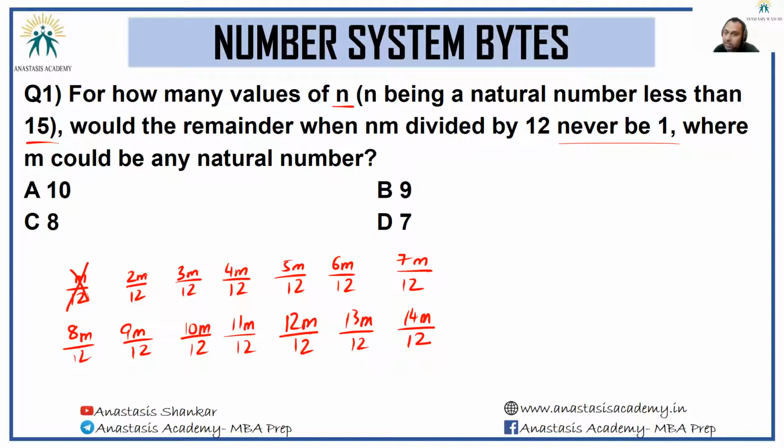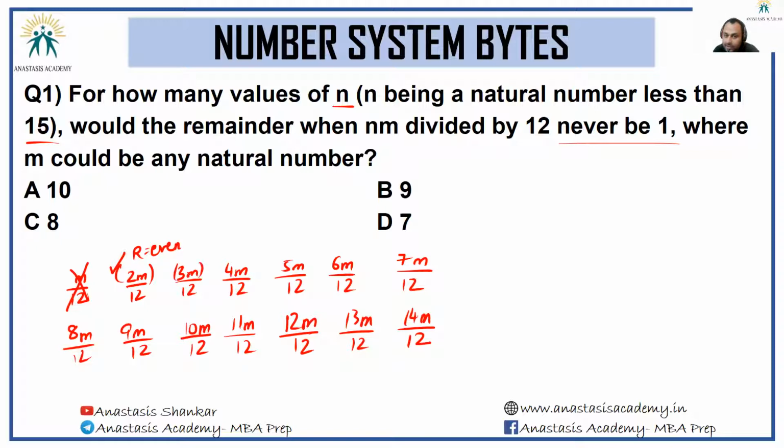Now 2 into some number divided by 12. Can you see the number at the top will necessarily be even? If I divide an even number by an even number, the remainder will always be even. So can I ever get a remainder 1? No. So this case should be counted.